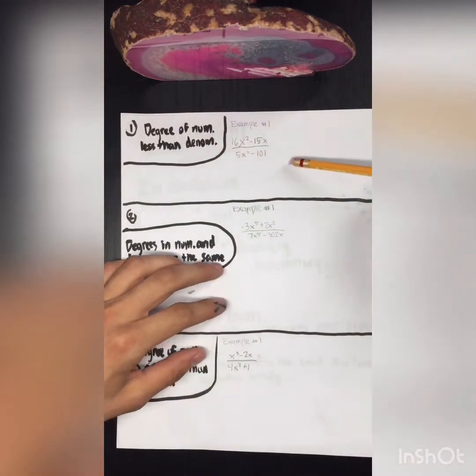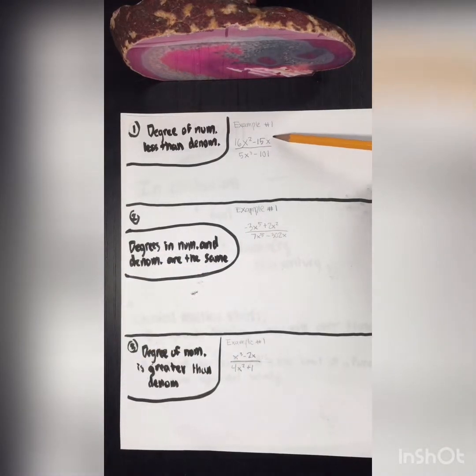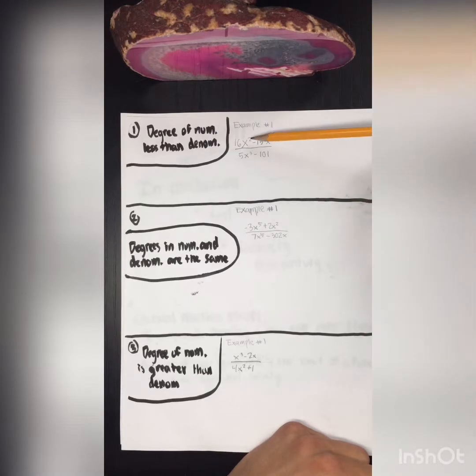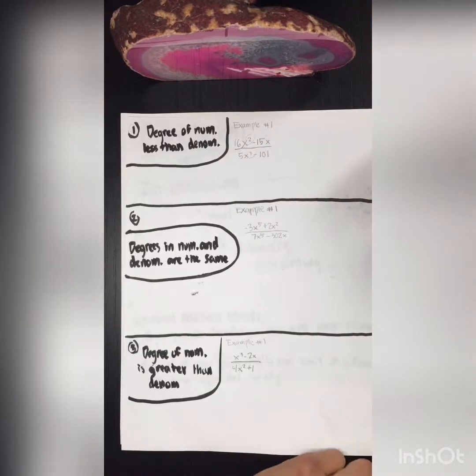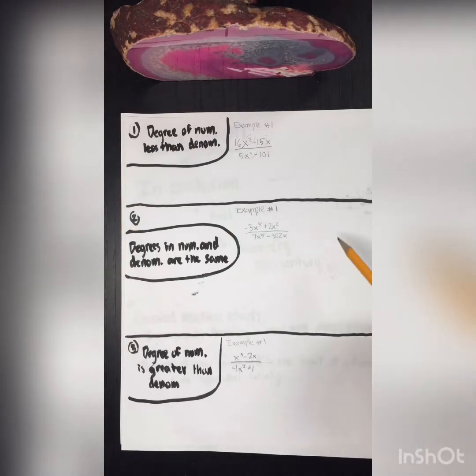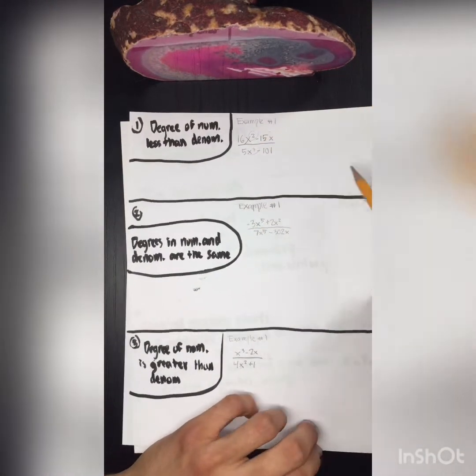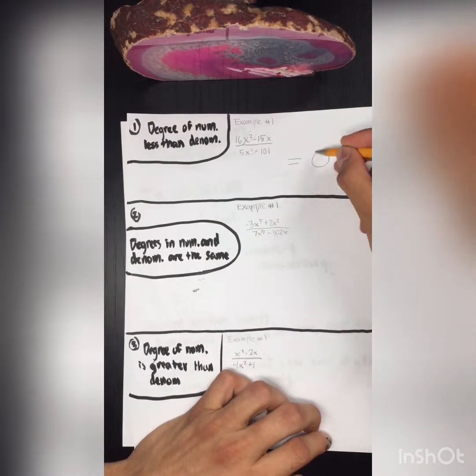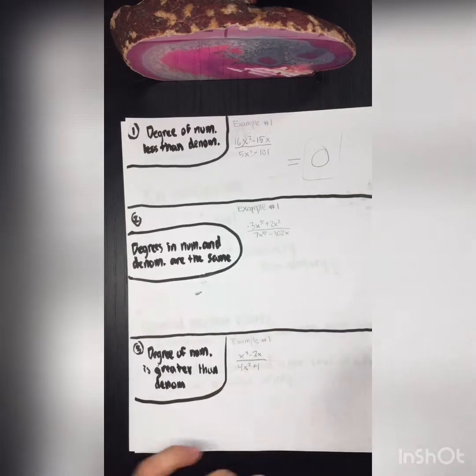For example number one, in the first type of examples, we can see that this is a division, to compare and set a limit at infinity. We can see that on the numerator the highest degree is 2, and on the denominator the highest degree is 3. So in this case we're going to circle both degrees, and we can see that the degree of the numerator is less than that of the denominator. What we've got to know is that in every case of the first type of examples, your answer is going to be equal to 0. So let's move on.